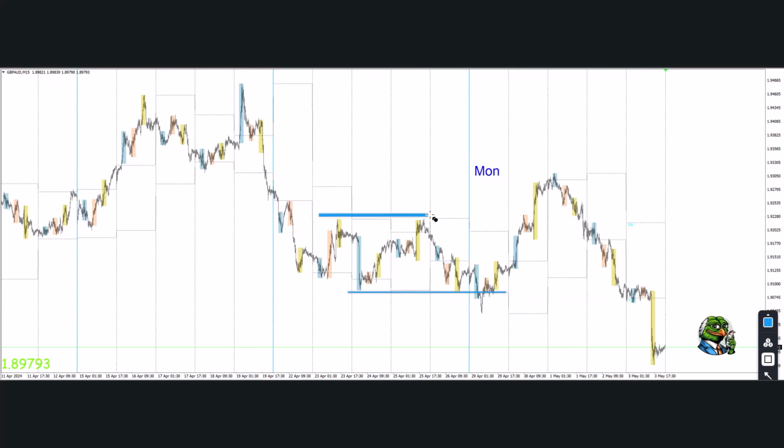And if I see something like this, well, then I know that that's going to be my first initial target. Okay, so let's actually put a little line there. That's going to be my first initial target.